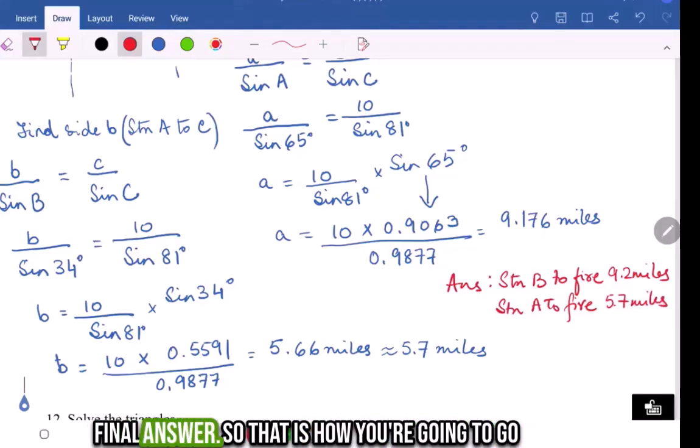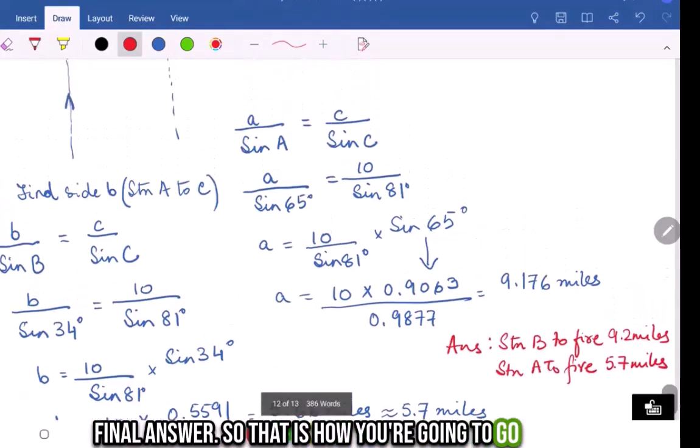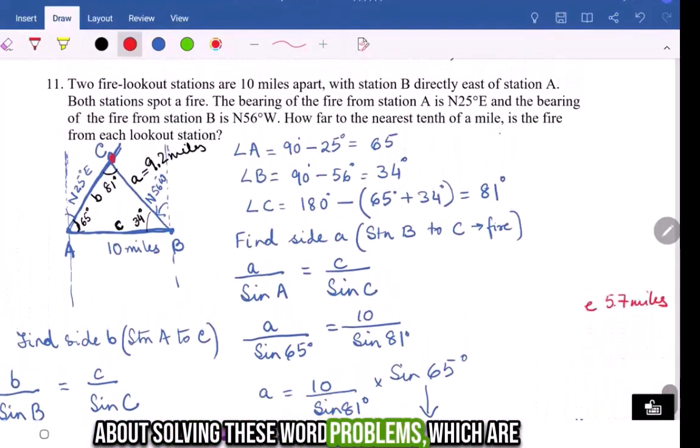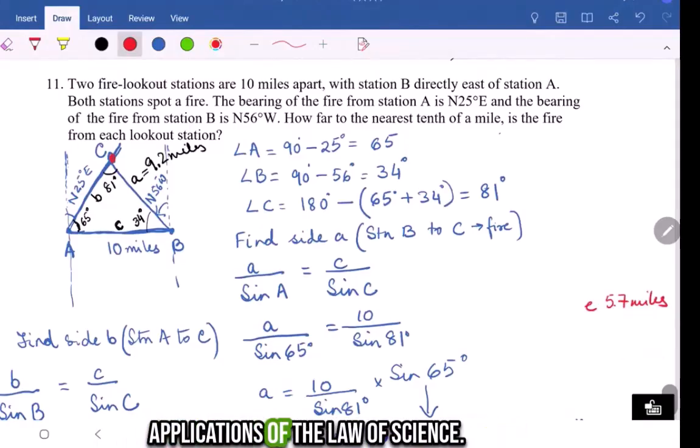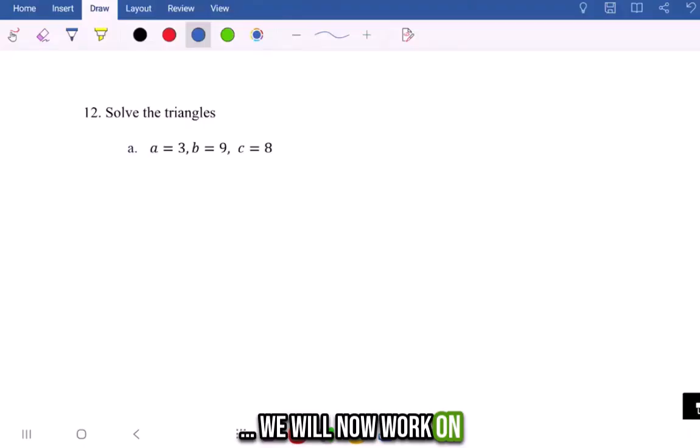That's the final answer. So that is how you're going to go about solving these word problems, which are applications of the law of sines. We will now work on question number 12, which is on solving a triangle. They have given us the lengths of three sides of the triangle. We have to find the three angles of the triangle.